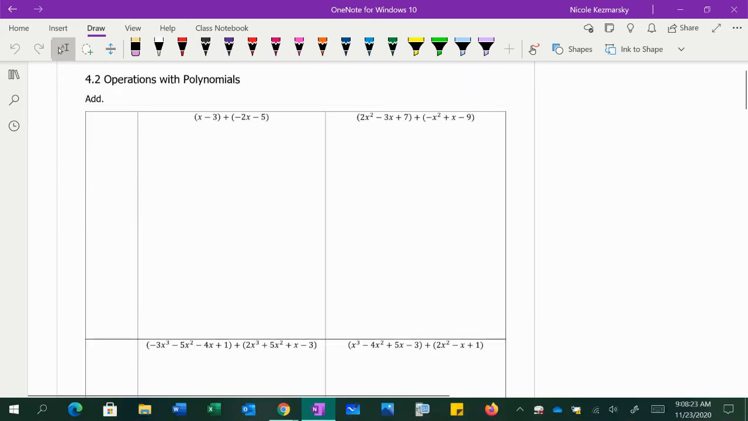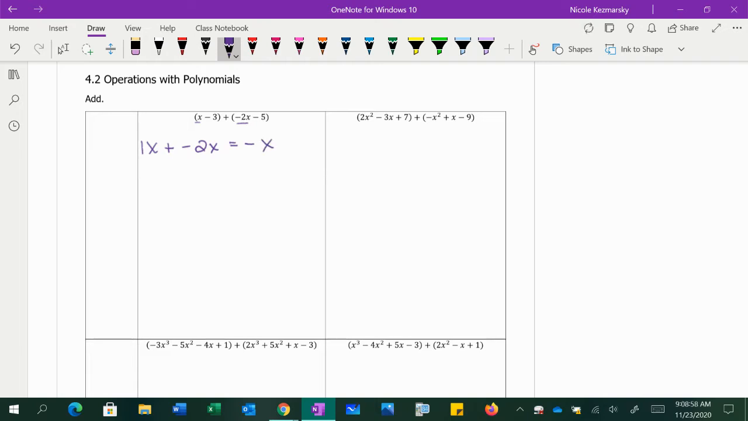For the first example, we have two terms in each polynomial. We have x minus 3 and negative 2x minus 5. So what I'm going to do is I'm going to group my like terms. I'm going to start with the x's. And I'm going to write down x plus, because we're adding, negative 2x. And x plus negative 2x, I'm going to add the numbers that are in front of the x. So 1 plus negative 2, which is negative 1x.